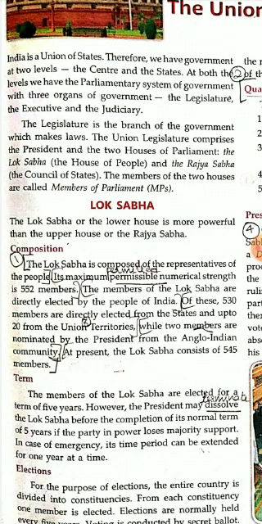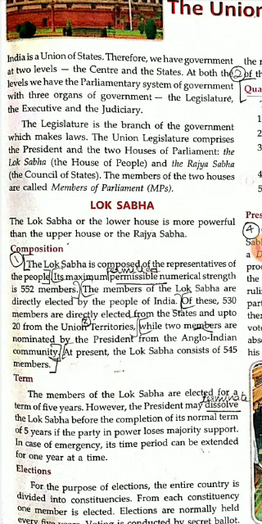India is a union of states. Therefore, we have government at two levels, the center and the states. As you all know, India is a union of states. It's a collection of states. We have many states in India, and since we have many states, we have government at two levels. We have a central government, and we also have governments at the state level. We have governments for each state.